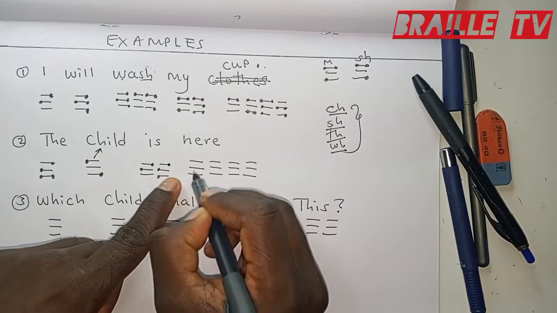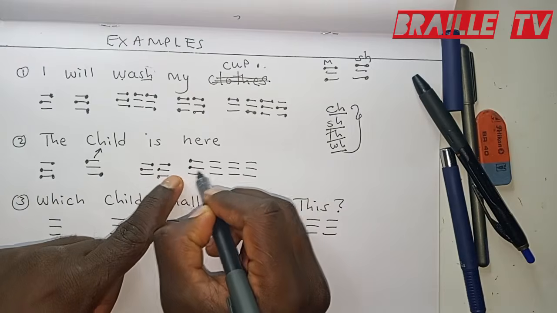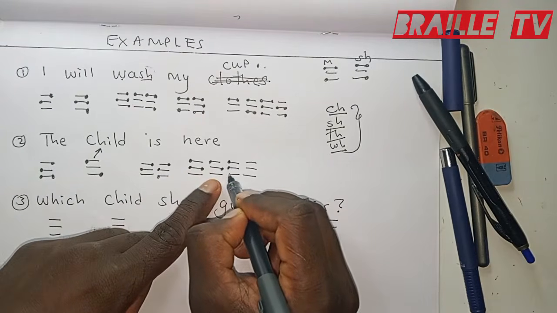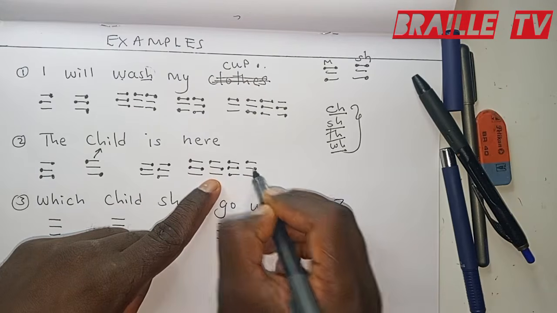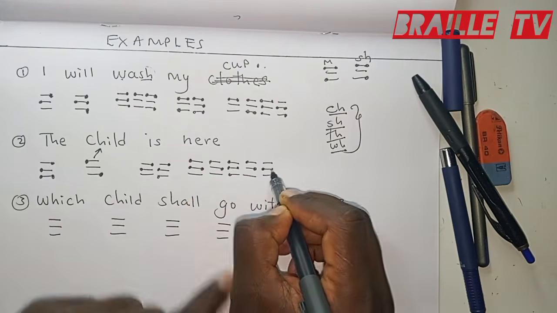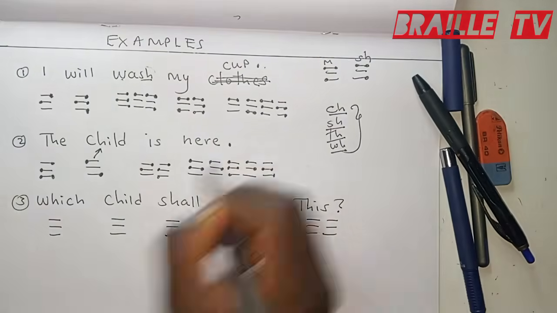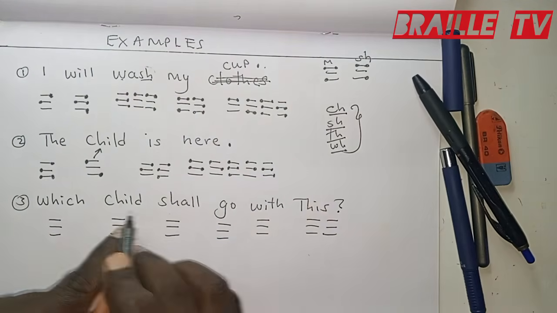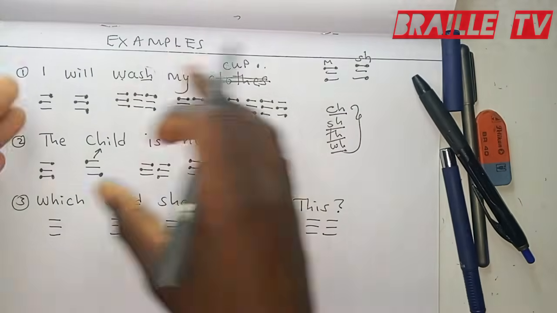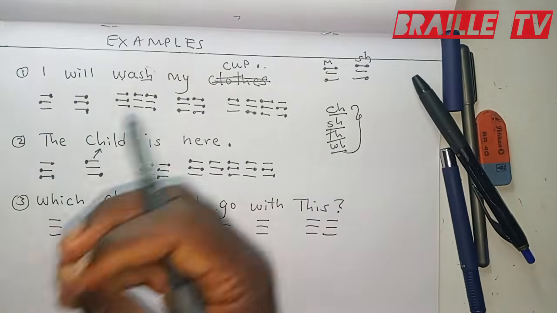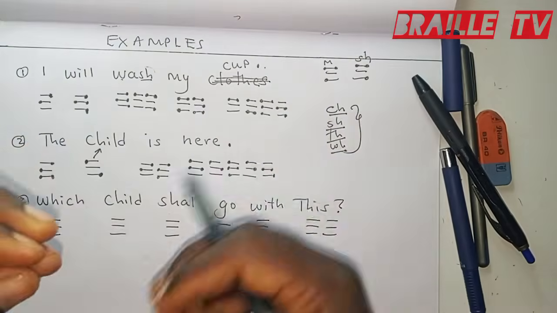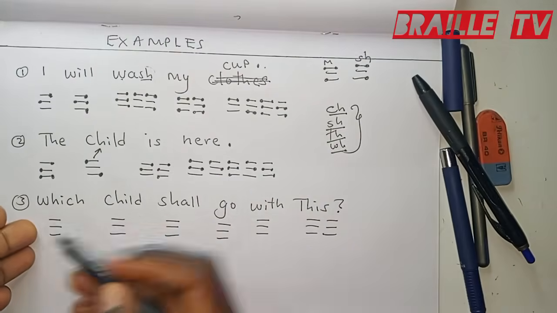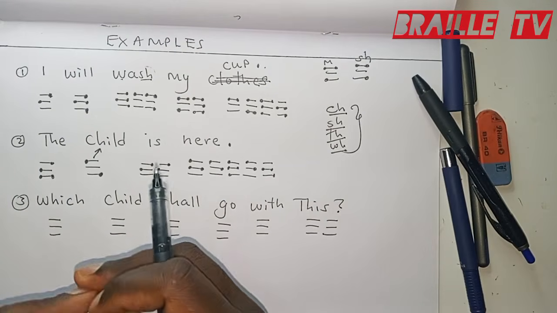Then here, we just do what? We can write it in full, okay? This is R, and this is E, and then you can write a full stop, okay? Like that. That's nice. So let's assume there's a full stop there. Good. Now the third one reads like this. Which child shall go with this? Remember, these sentences are just mine. I've just come up with them so that you can understand how we can apply these word signs and group signs when it comes to sentences.